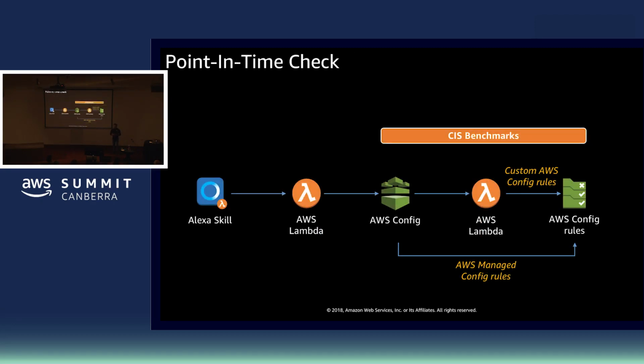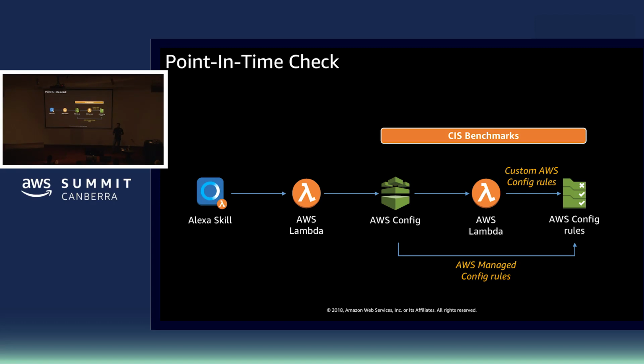So here's an architecture diagram of the solution. From left to right, we've got an Alexa skill where I'm passing on my request. A Lambda function then pulls the results out of the AWS Config service. And our AWS Config service has those CIS benchmarks through the AWS Config rules. All that is then pulled through, and we get that response on my Alexa device, which in my case was my mobile phone.